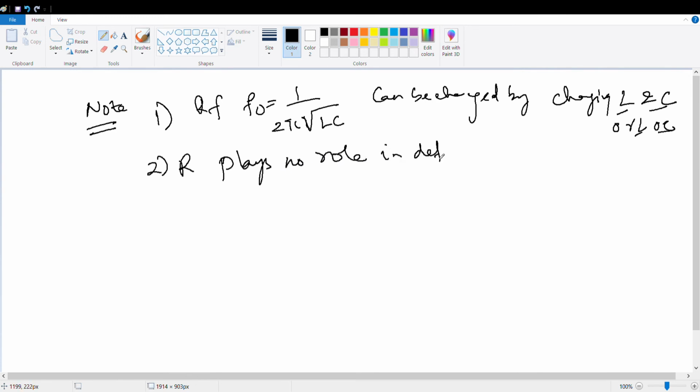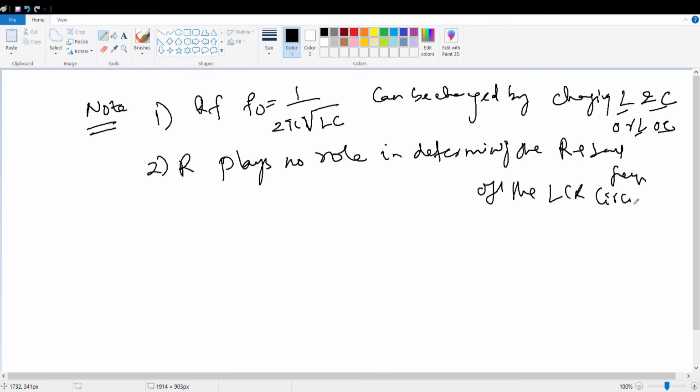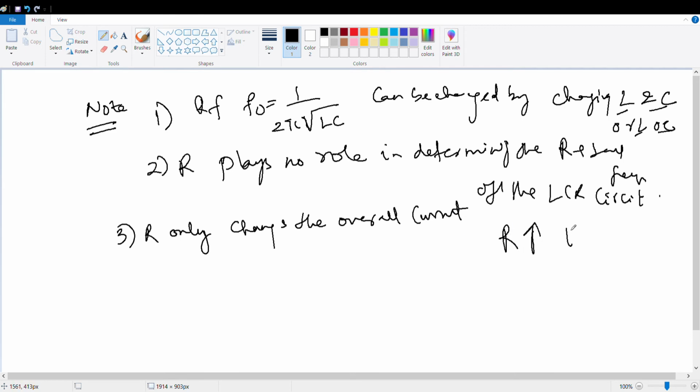in determining the resonant frequency of the LCR circuit. R only changes the overall current. Means if R increases, your overall current will decrease. If R decreases, your overall current will increase.